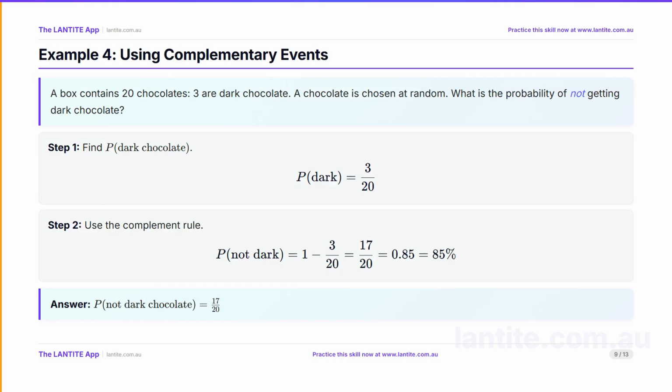Here is a complementary events question. There are 20 chocolates and 3 are dark. The probability of getting dark chocolate is 3 over 20. So the probability of not getting dark chocolate is 1 minus 3 over 20, which is 17 over 20, or 0.85 or 85%. The complement rule is a useful shortcut, especially when there are many favorable outcomes for the complement, and only a few for the event itself.